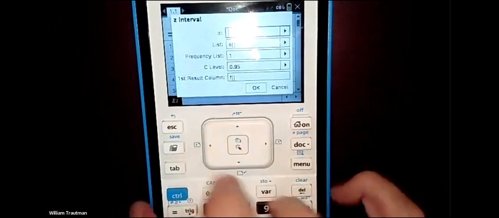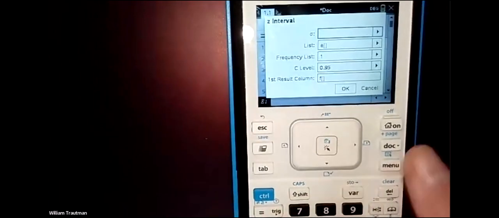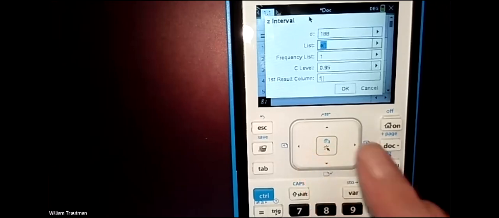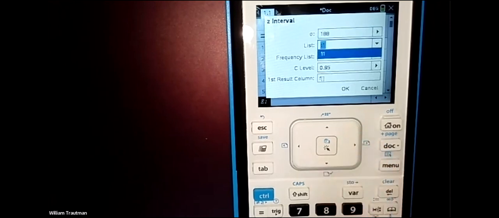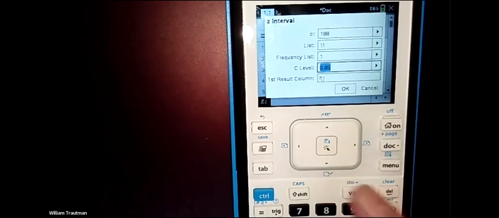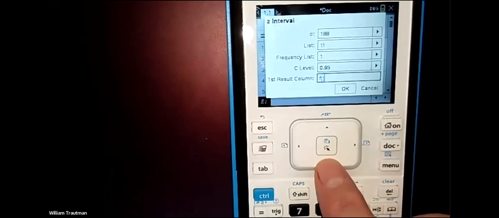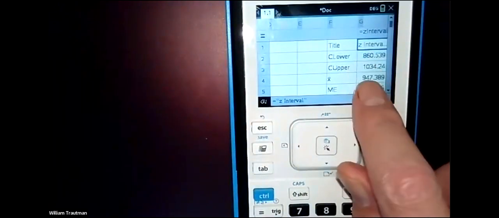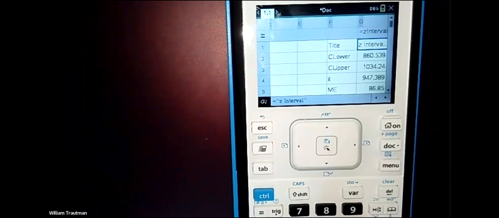And the data is going to be there from the list. Our standard deviation, they said, was 188. Our list is in L1. And 95% confidence interval. And this is what I get. I get a low of 830 and a high of 1034. I know that's not the correct answer. Well, that is the correct answer.